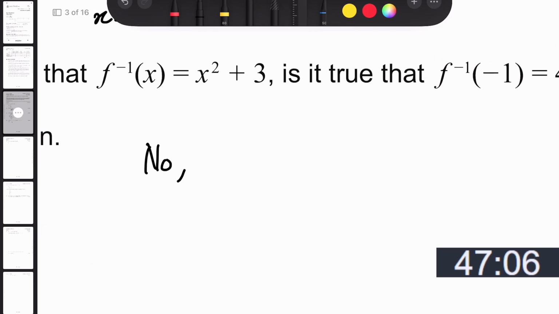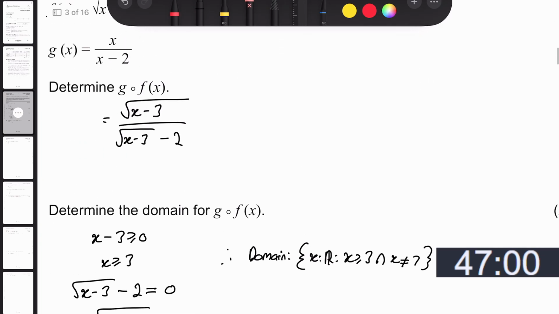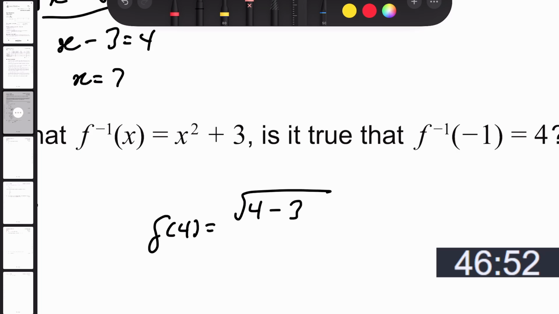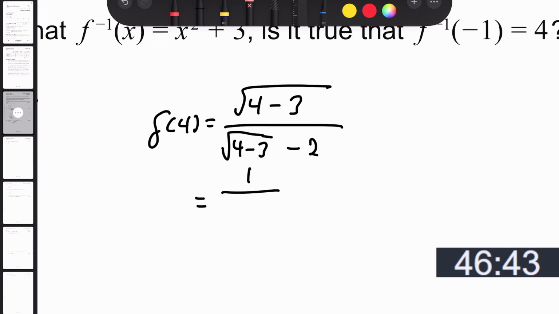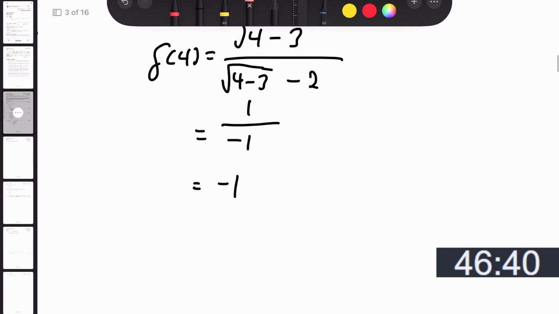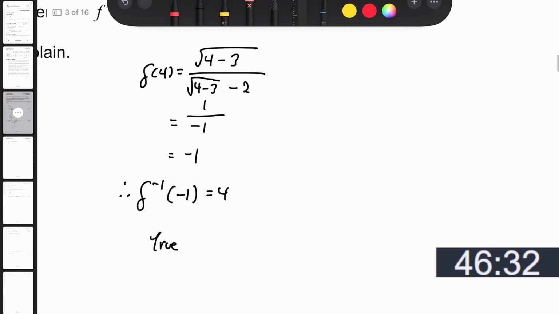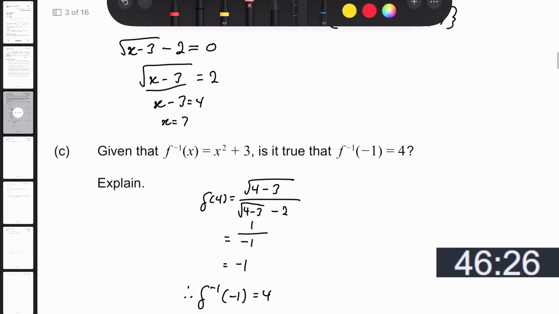Oh wait, no, hold on. Wait, I'm thinking about this the wrong way. This is f of negative 1. So if I sub in 4, f of 4 is equal to square root 4 minus 3, hold on, square root of 4 minus 3 minus 2. So this is going to be equal to 1 over negative 1. It's going to be negative 1. Therefore, f of negative 1 is equal to 4. True. I don't think I'm being stupid. Pretty sure that's right.